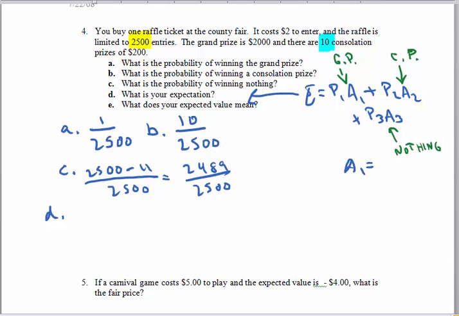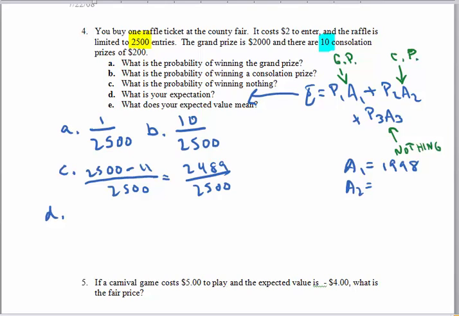So if you win the grand prize, which would be A1, right? How much are you winning? Well, you're getting $2,000, but you paid $2 to enter. So you're really only winning $1,998, and that's the thing you just have to make sure you do. You have to subtract the cost to play from the prize. So it was $2,000 minus $2, which was $1,998.